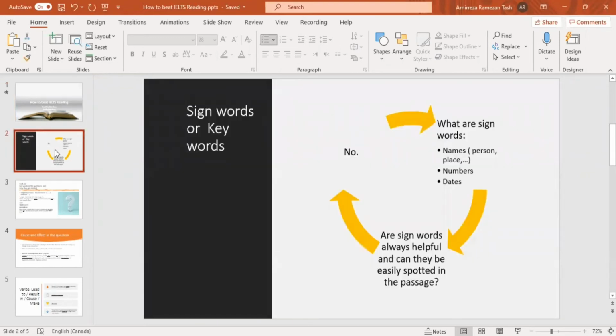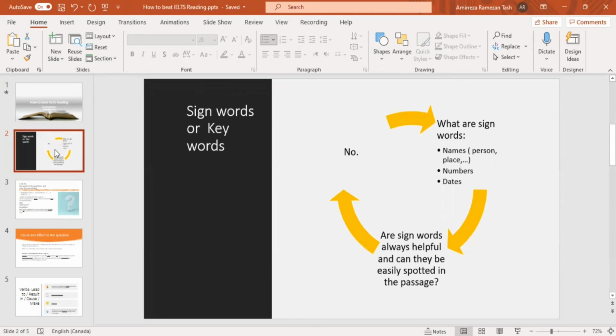The first thing that you need to keep in mind is that you are going to look for sign words or keywords, as most of the IELTS instructors persist on following and finding sign words. I'm not of that opinion, but I will explain in other videos. In this one, I'm going to focus mostly on keywords.